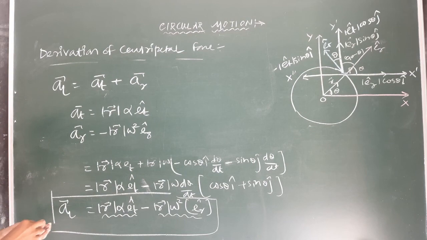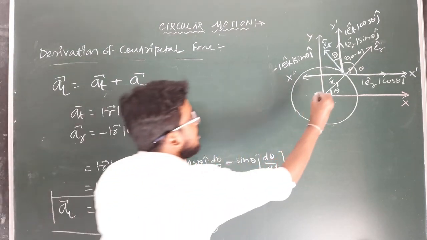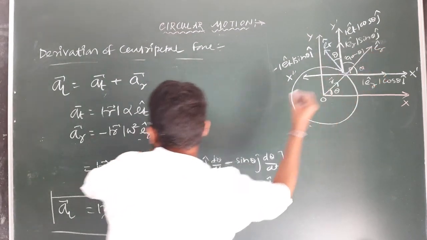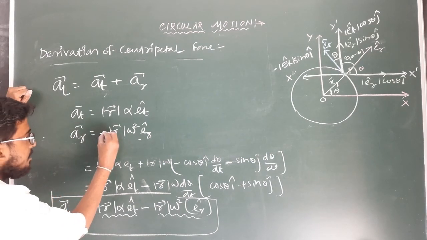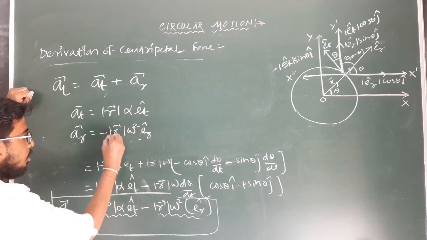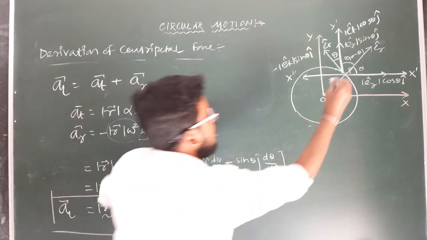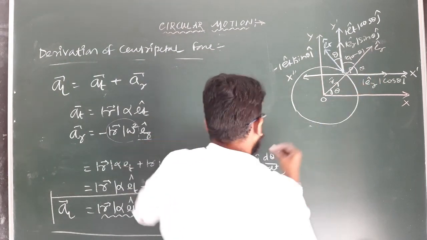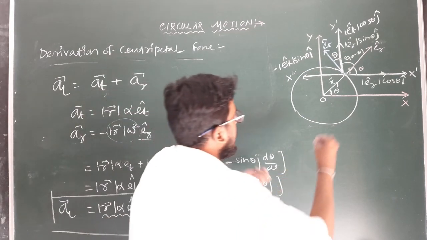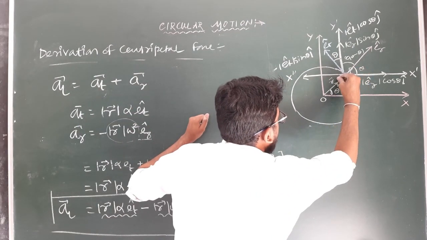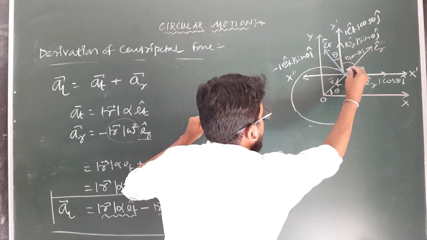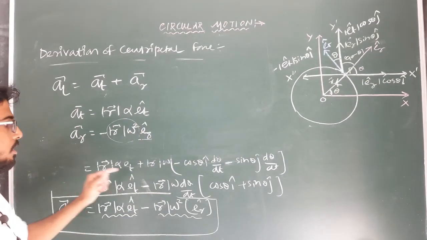So what is Er cap? It is the unit vector along the radius, but here we get a radial is negative of Er cap, because this is the complete magnitude and this is the direction. That means the radial acceleration is opposite to that of Er cap. That means the radial acceleration must act along this direction, that means on the body towards the center along the radius.